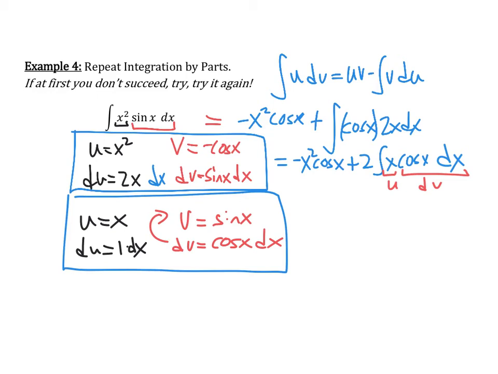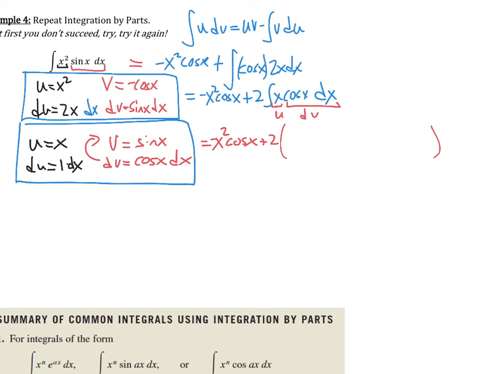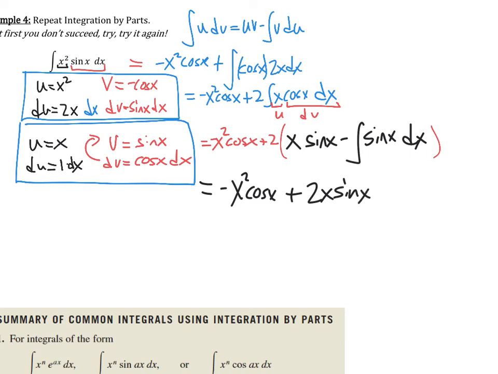So let's go with negative x squared cosine x, it's a negative from up above, plus 2 times, and we need to carefully write out another integration by parts. So the new u, which is x, times v, sine x, minus the integral of v, sine x, times du. And du was 1 dx. And that looks doable. I think we can do that. So we've got negative x squared cosine x plus 2x sine x. And then the integral of sine is negative cosine. So this is going to be positive cosine x dx.